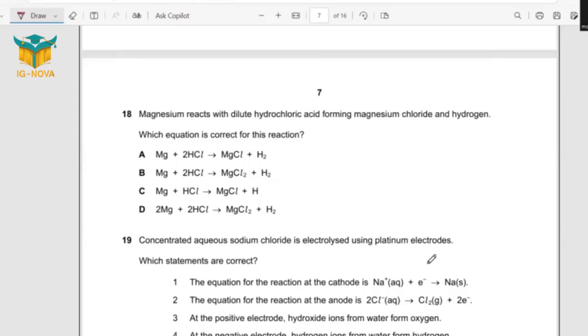Which equation is okay? Magnesium chloride, this is a mistake, it should be MgCl2. So this is also wrong. Hydrogen balancing, let me think about this one. 2 Mg and only 1 Mg, this is wrong, so B. Idea of balancing and formula.